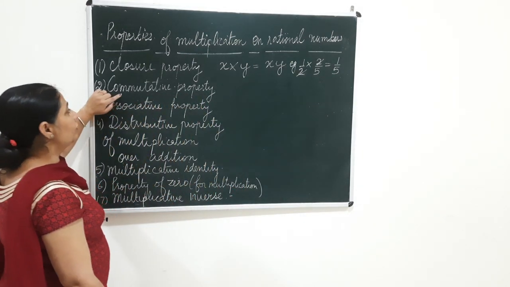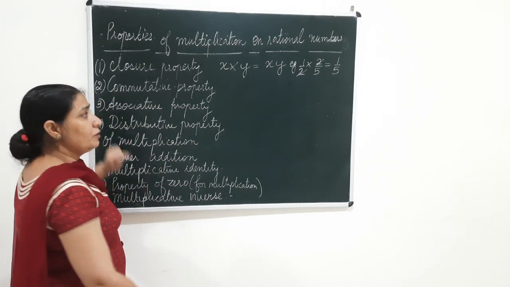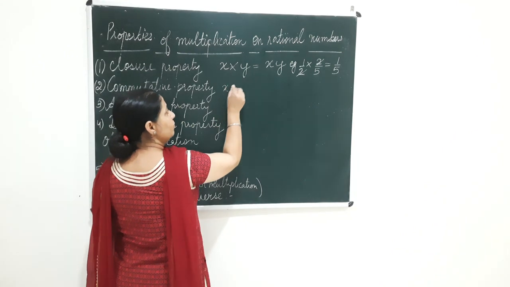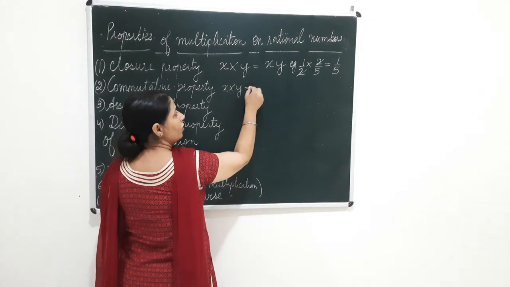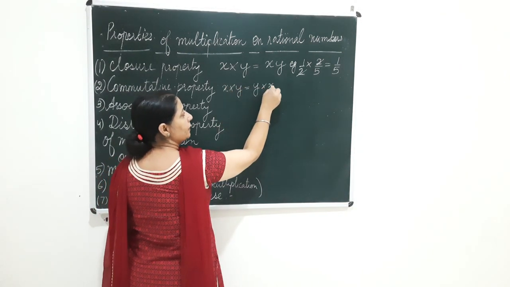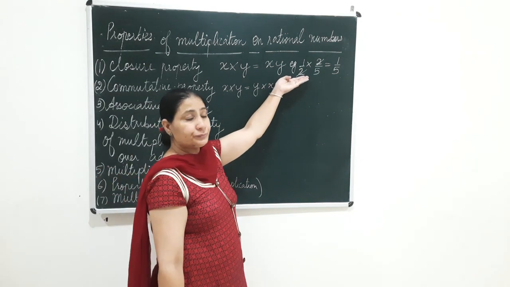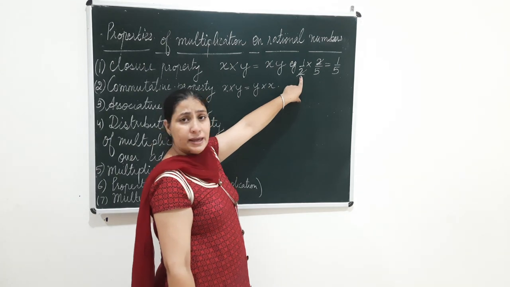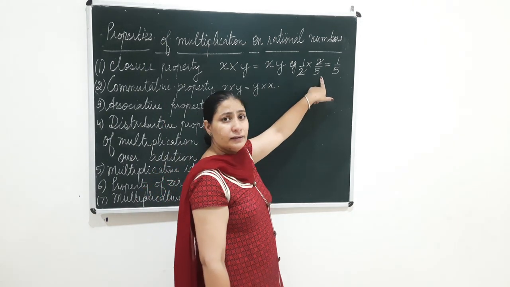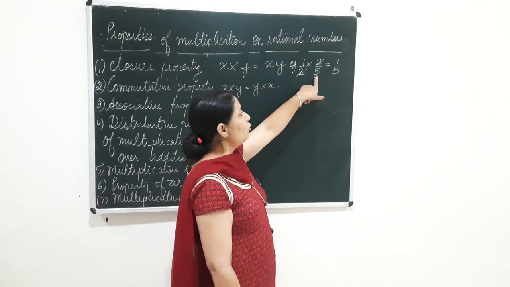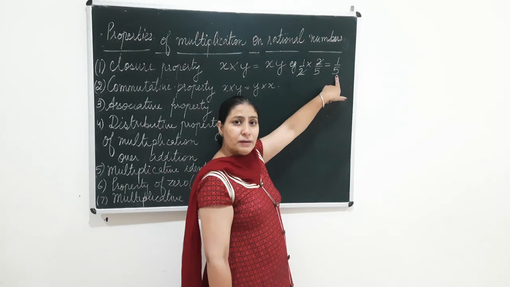Now next, beta, we have the commutative property. Commutative property says that if you multiply x with y, that is the same as you multiply y with x. Now let me take the example, this one only. Say 1 by 2 is my x and 2 by 5 is my y. So when I multiplied 1 by 2 with 2 by 5, my answer was 1 by 5.